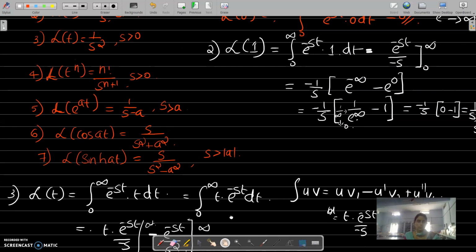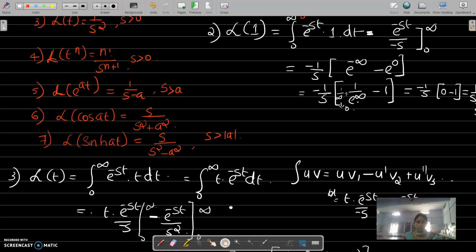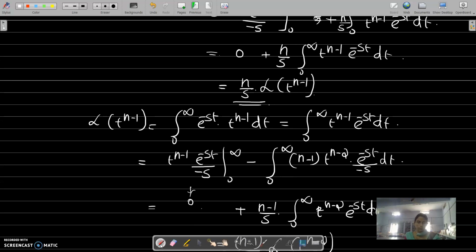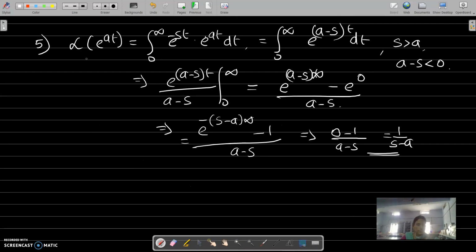Okay, so next move on to the Laplace transform of e raised to at. We have to check what is the Laplace transform of e raised to at. So here, integral 0 to infinity e raised to minus st into e raised to at dt, which implies integral from 0 to infinity e raised to a minus s into t dt, where s is greater than a. Since s is greater than a, a minus s is negative, or s minus a is positive.